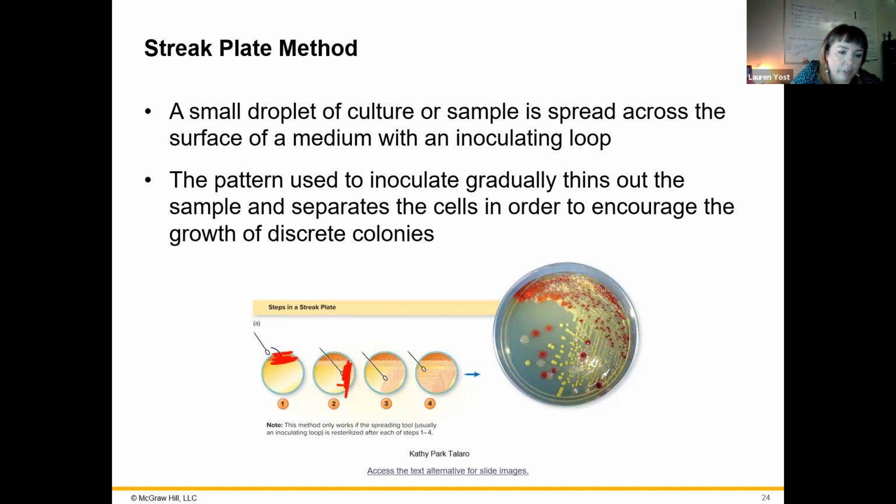These guys did it a little different than I did. I would have done it like this, and then you can go back, flame your loop, and then go back in and squiggle it out. And then you should at the end have diluted out that sample enough by going back in and in and in and in, that now you can have individual colonies going on. So that's the goal there, individual colonies.